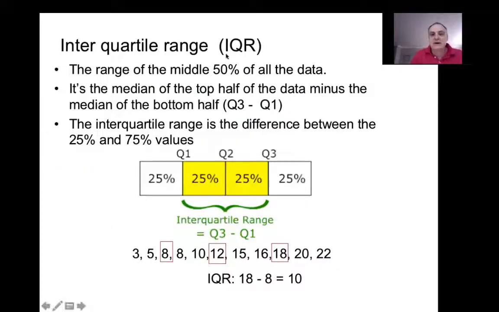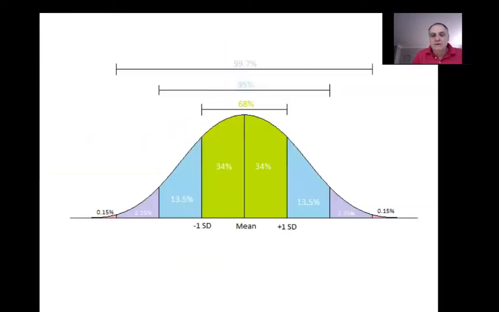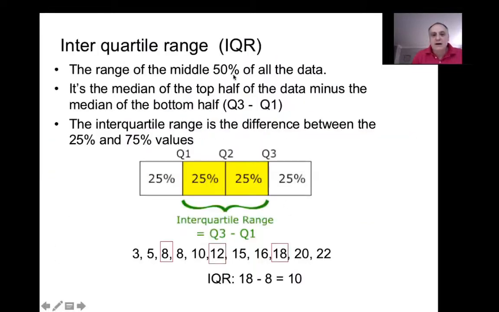So we talk about an IQR, interquartile range, the range of the middle 50% of all the data. Remember with this, we're looking at the middle 68% if you take the mean and one standard deviation on either side. Over here we're looking at the middle 50% of the data. It's the median of the top half of the data minus the median of the bottom half of the data. So the way you would work it really is this.